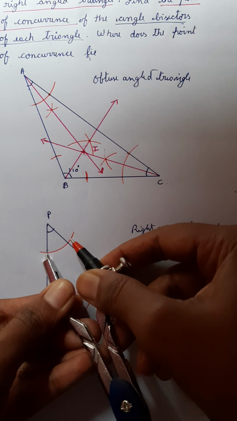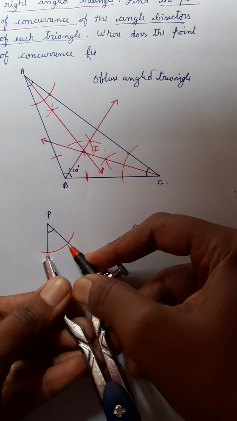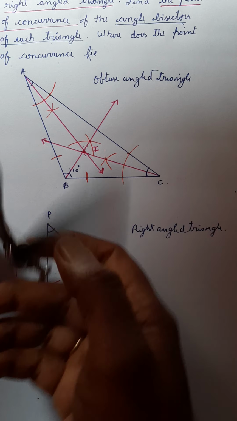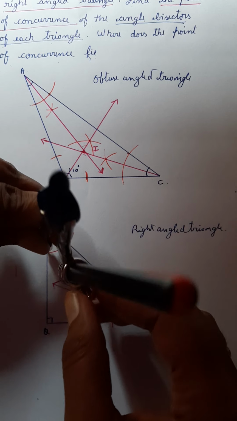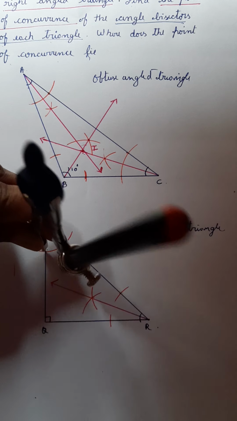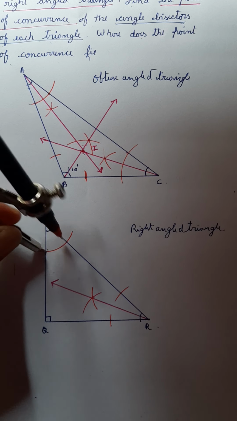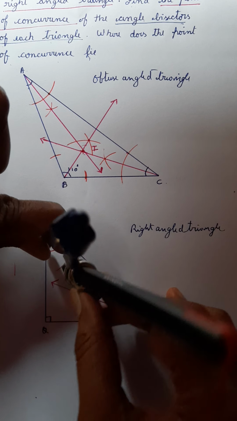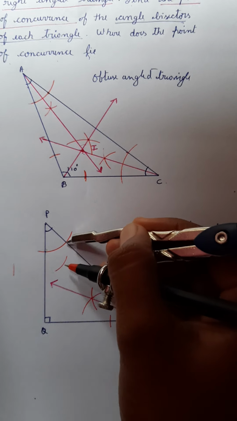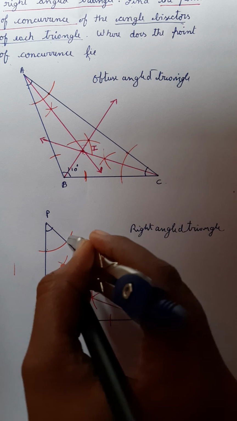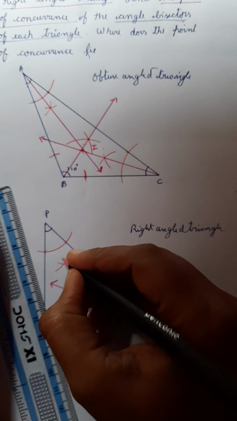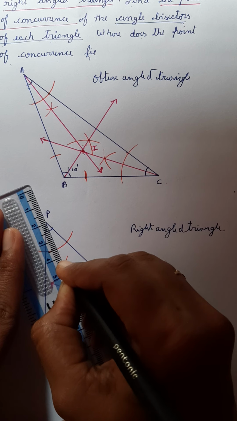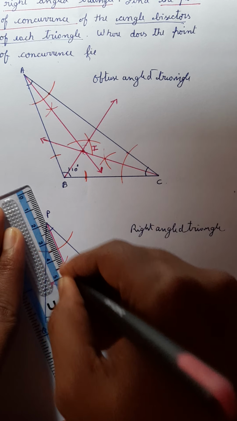Next, cut the arc at angle P, or you can draw like this also, no problem. Here, take this measure and keep on this point. Keep here and cut the arc. Similarly, keep this side and cut the arc. Wherever it meets, join to P.